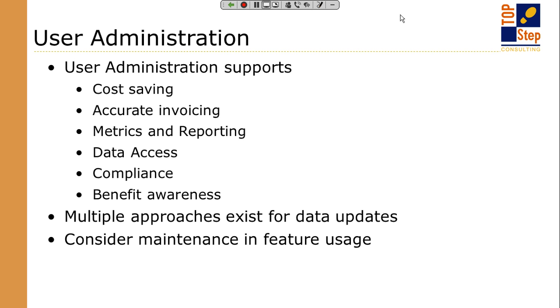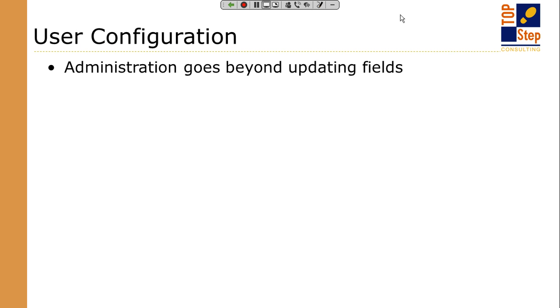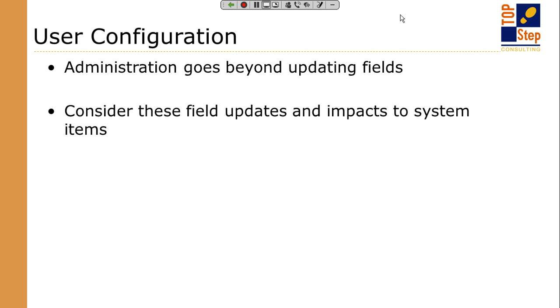So when you set up users in the system, it goes beyond just creating a user and then updating fields, for example, because there are some things that you may have an impact on based on processes or reports or metrics or notifications. So some examples are, what if you change the manager on a person? If you change a manager on a person, that does not dynamically reroute timesheets, for example, that are waiting for approval. So you have to consider things that may be in flight that you want to make sure they get routed to the right person, for example.